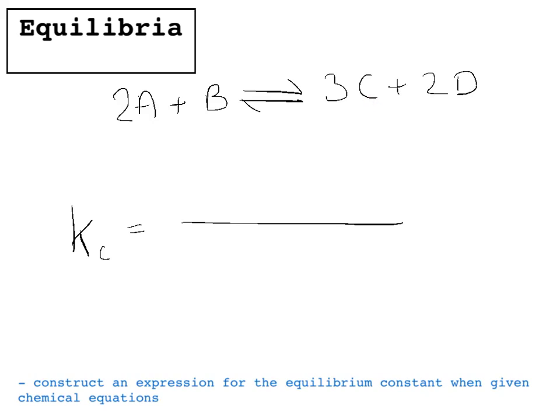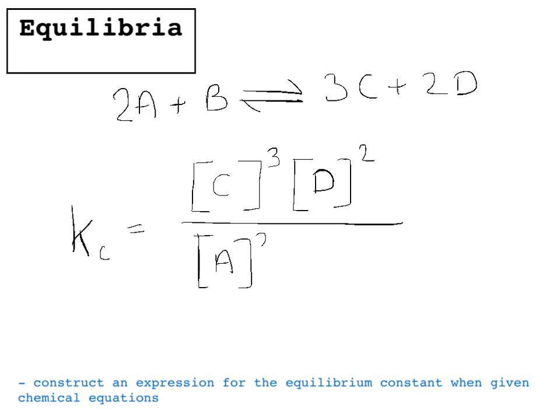Because there are 3 C's and 2 D's that are made, we have to multiply 3 C's together and 2 D's together. But when we write it in the expression, remember that square brackets mean the concentration of. We can just put C as being cubed, that's 3 C's multiplied together, and the concentration of D as being squared, because there are 2 of them times together. On the bottom are the reactants all multiplied together. In this case we have 2 A's, which would be the concentration of A squared, and 1 B.